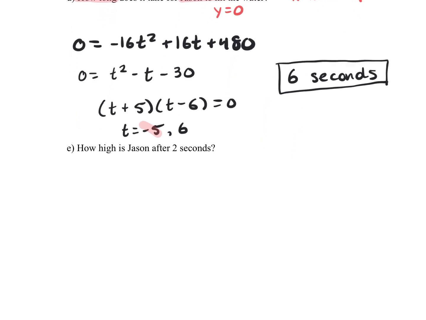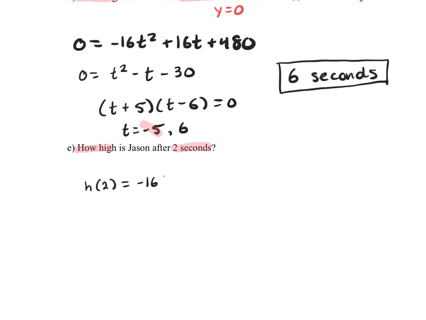All right, and moving on to this last one, how high is Jason after 2 seconds? They're just asking us to find the height when t equals 2. So they're just asking us to find h of 2. So all we need to do is go in and substitute t with 2. And we should get 448. So we have 448 feet.